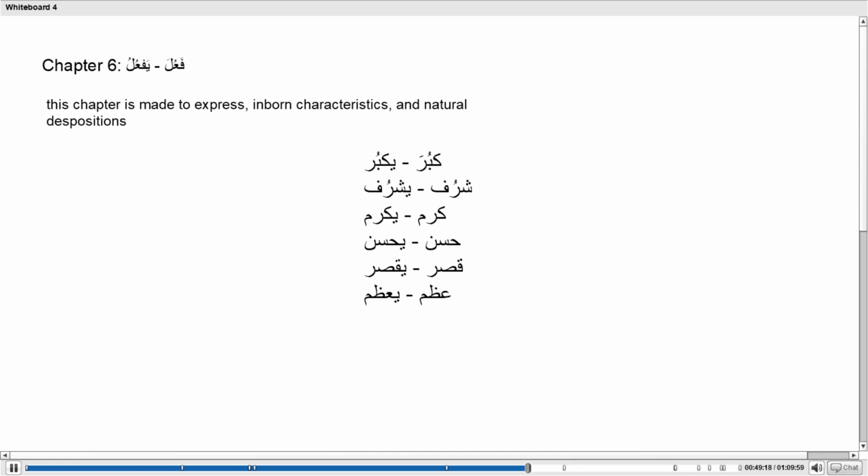واضح؟ بارك الله فيكم. Clear? Is this clear? Where's the confusion?